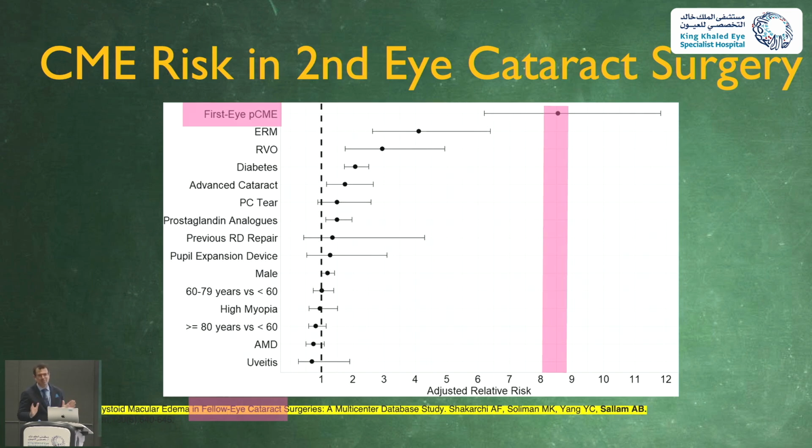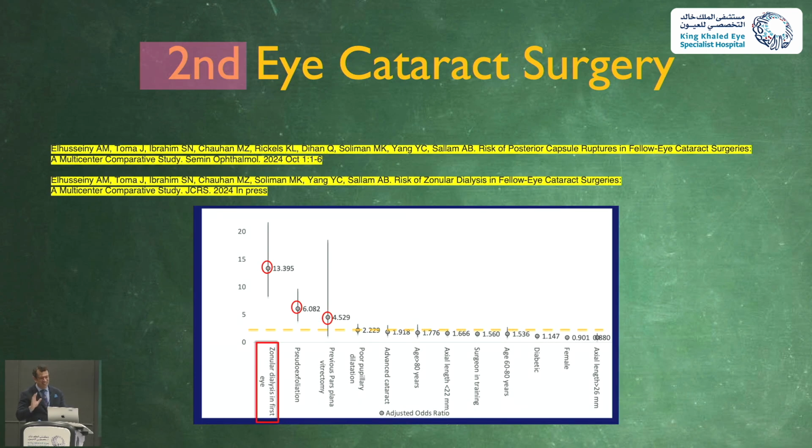There's something in this patient. So I got excited and told him, okay, thank you so much, I'm going to do another paper then without you. I decided to look at second eye cataract surgery with posterior capsular rupture. Is posterior capsular rupture in the first eye an independent risk in the second eye? And we found there's a 2-fold increase.